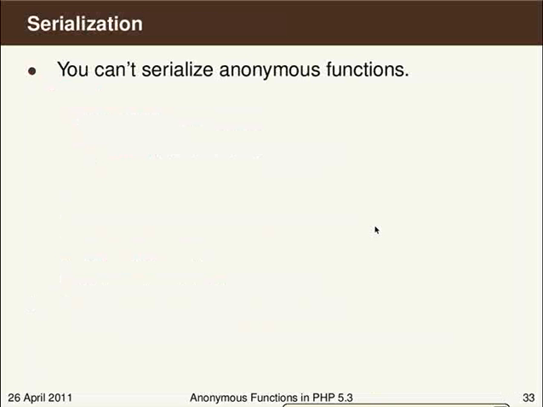Now, the last problem that we come upon is serialization, and it's straightforward. You just can't serialize anonymous functions. So if you're going to be serializing objects that compose anonymous functions, you need to be aware of this. And when I say compose, I mean assign them to properties, that sort of thing. You can't serialize them, and so you'll have to redefine them at some point within your code. So be aware of that as you play with anonymous functions. There are limitations.